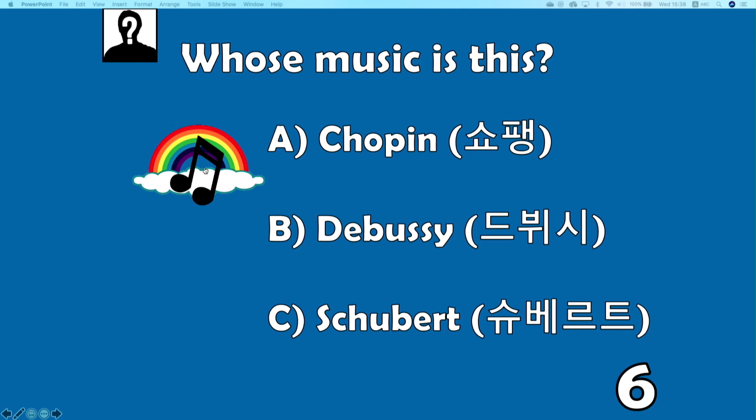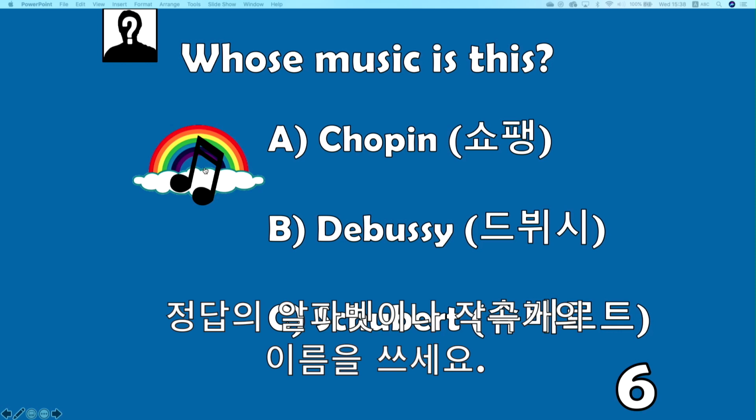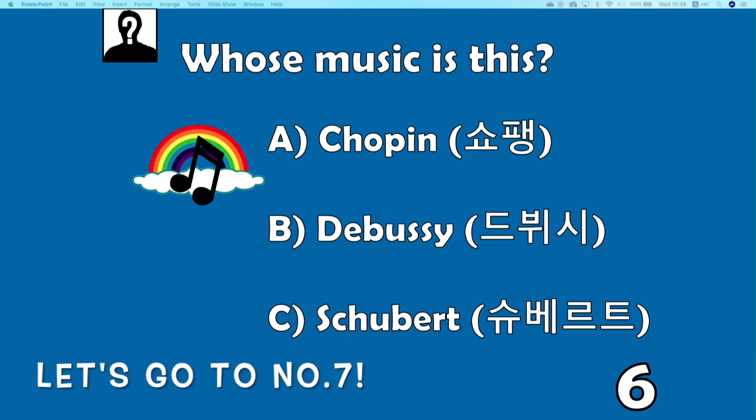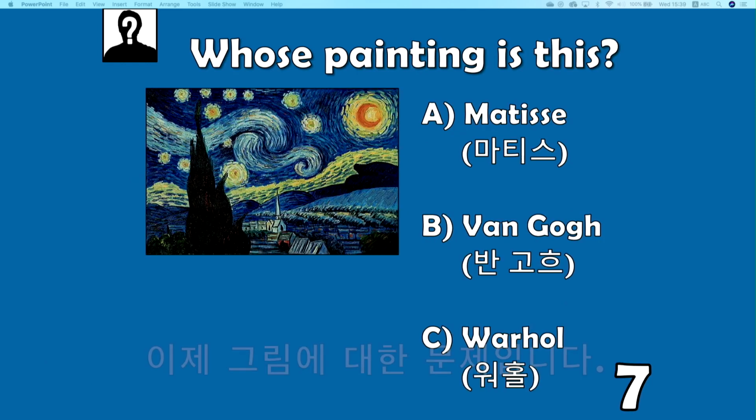Whose music is this? A. Chopin, B. Debussy, C. Schubert. Write the alphabet or composer's name. Let's go to number 7. Now it's a picture question.